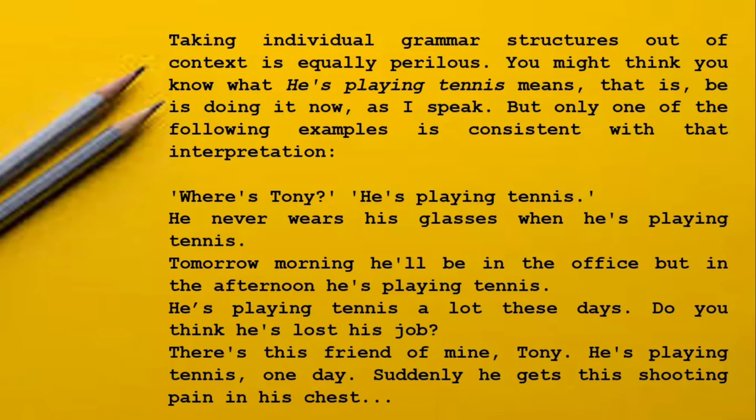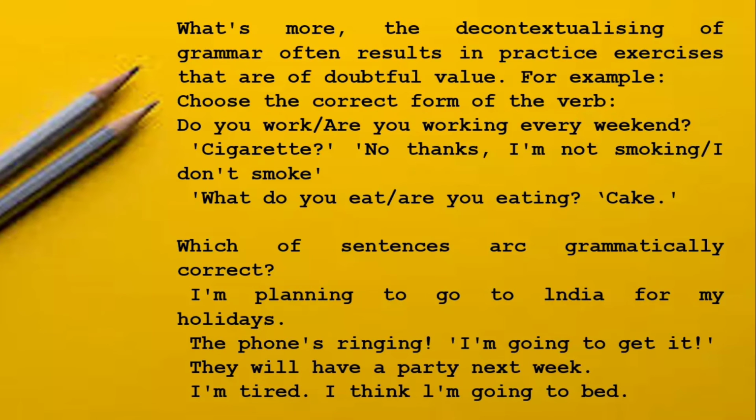Do you think he's lost his job?" Fifth, "There's this friend of mine, Tony. He's playing tennis. One day, suddenly he gets this shooting pain in his chest." As you can see, "he's playing tennis" is a phrase that can be put in different contexts, but only one is consistent with the interpretation. What's more, the decontextualizing of grammar often results in practice exercises that are of doubtful value.